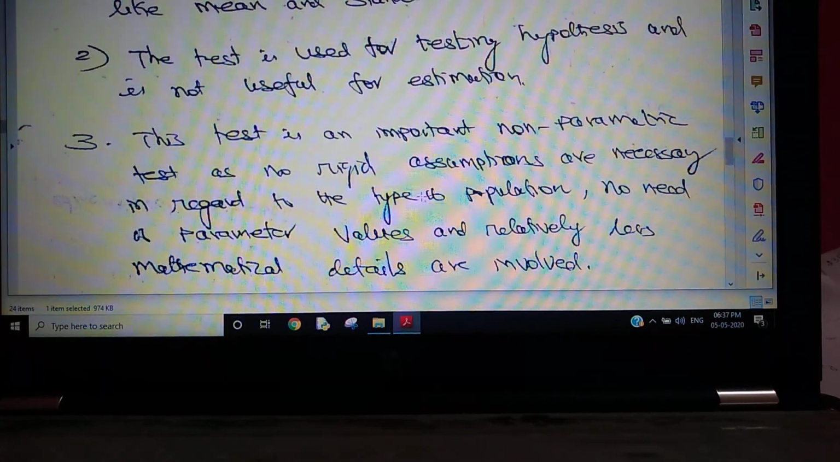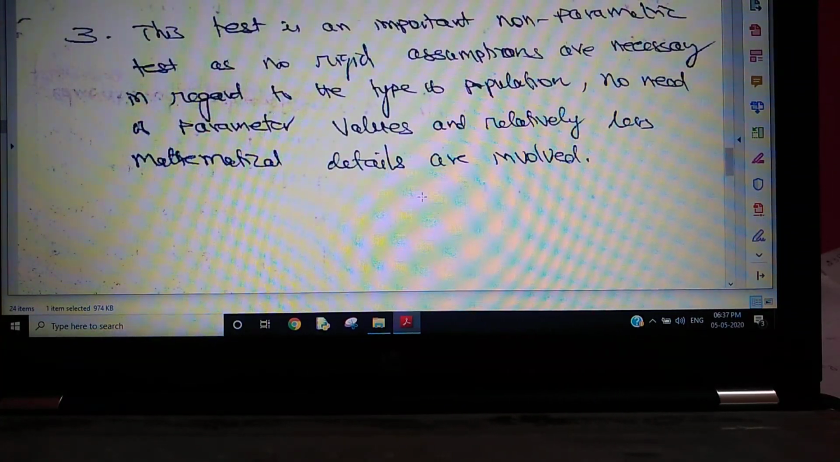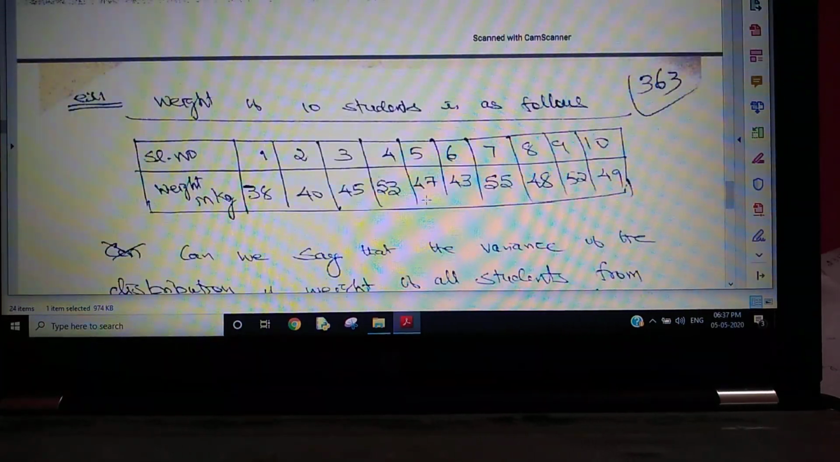The test is an important non-parametric test, as no rigid assumption is necessary in regard to the type of population. There is no need for parameter values, and relatively less mathematical detail is involved.